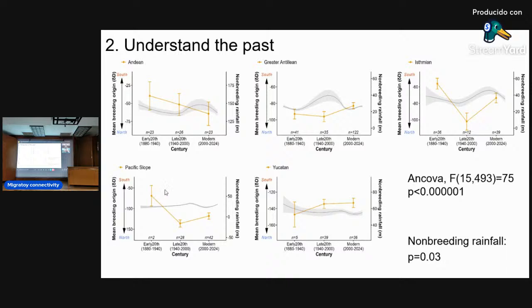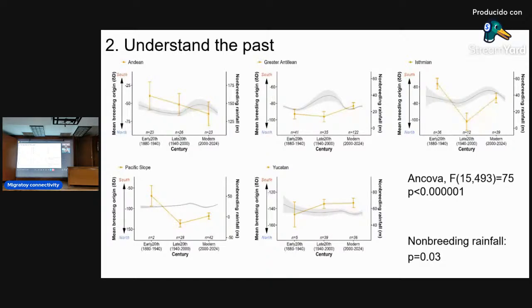In the orange, we see the mean breeding origin estimate for each one of our time periods, which are on the x-axis. So we have early 20th century, late 20th century, and modern. You can see I put the years in brackets beneath the time periods. And finally, the gray trend line shows the pattern of precipitation in that non-breeding region over this 100-year time period.